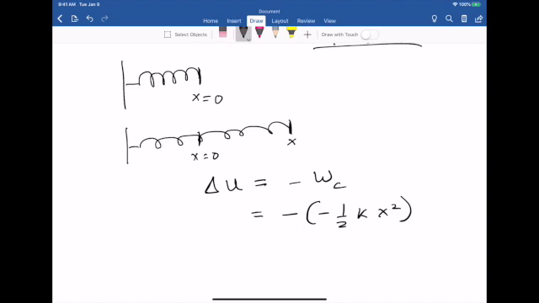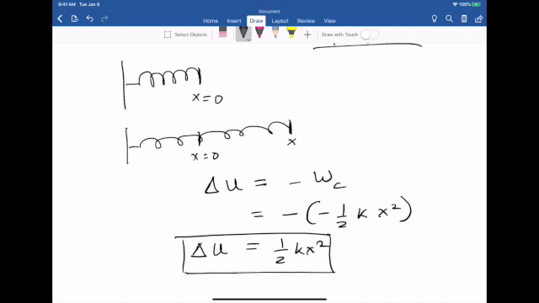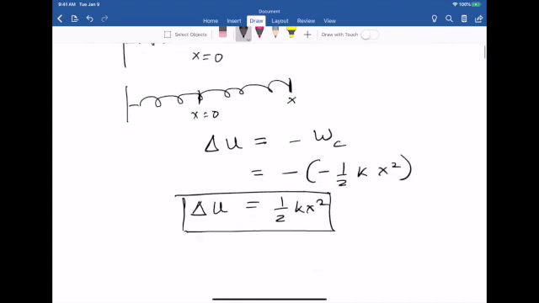Remember, we did the example where the spring was stretched from x initial to x final, and then we also did a special case where x initial was 0, x final is just x, which is what we're looking at here. And the answer came out to negative half kx squared. So if you just plug that in, you get the answer that the change of potential energy is just positive half kx squared. This is called the expression for spring potential energy.